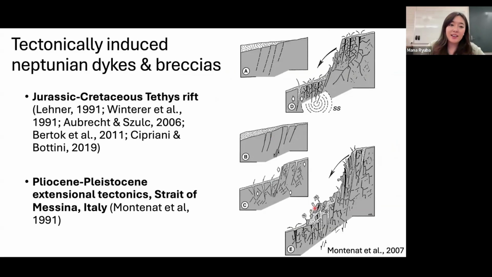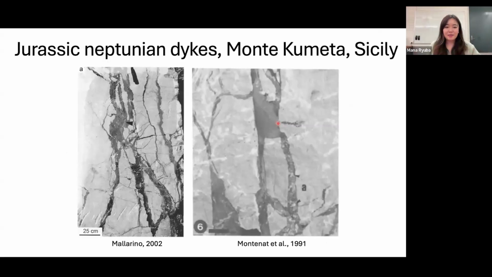Another way that we can get Neptunian dykes is through tectonics. There's been quite a lot of work done in the Jurassic Cretaceous Tethys Rift, and also much younger rifts off the coast of Italy, where authors describe Neptunian dykes being related to extension. And this is what they look like. You have these fractures that are being infilled with sediment from the overlying unit, so syn-sedimentary fractures.